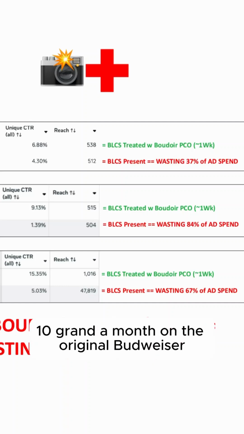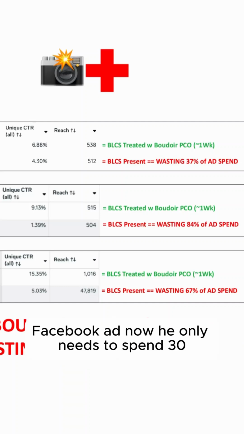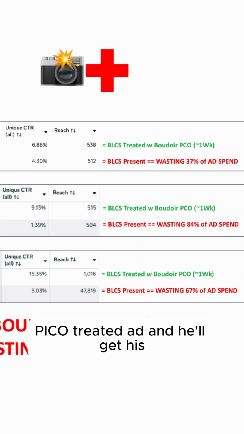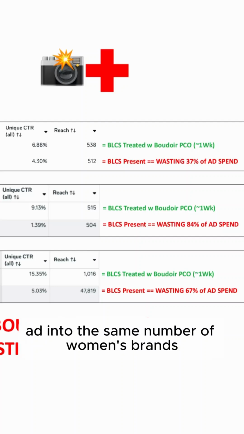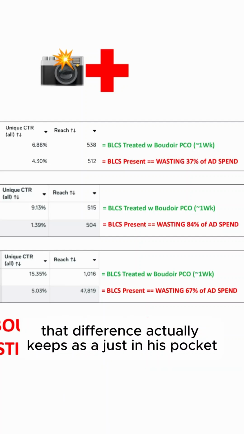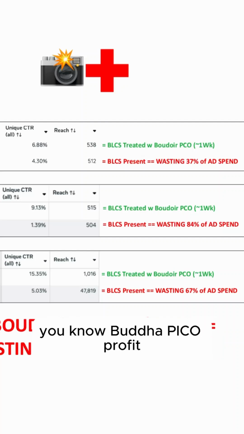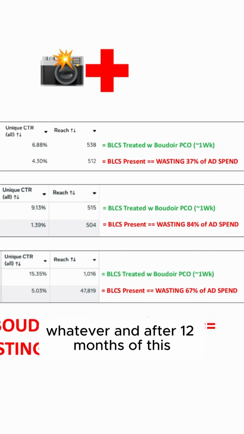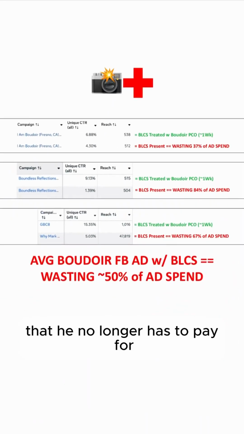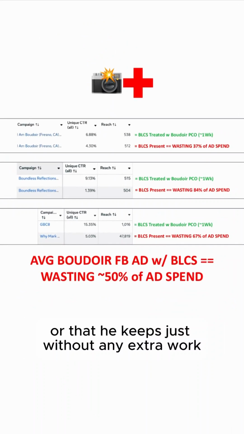So if he was spending 10 grand a month on the original Boudoir Facebook ad, now he only needs to spend $3,300 a month on the new Boudoir Pico treated ad, and he'll get his ad into the same number of women's brains. And that $6,700 a month delta, that difference, he keeps in his pocket, again as another phantom profit, Boudoir Pico profit, whatever. And after 12 months of this, it's like an 80K extra bonus in his pocket that he no longer has to pay for, or that he keeps without any extra work.